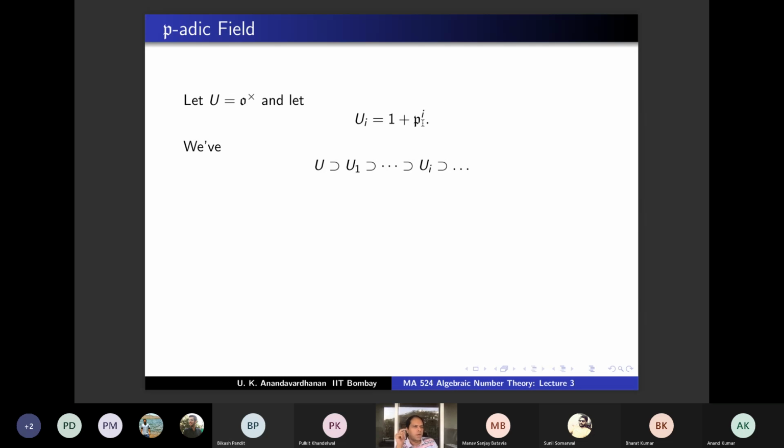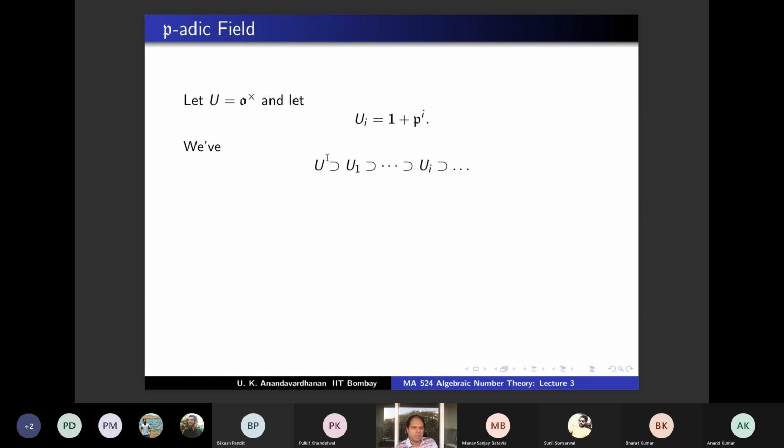Mod 1 is 1, and what do you know about mod x if x belongs to P? Mod x is strictly less than 1. So you have 1 and something which is strictly less than 1, so they are unequal. Therefore, it's an equality in the ultrametric inequality. So mod of 1 plus x, if x is in P, is equal to 1. In other words, 1 plus x is a unit.